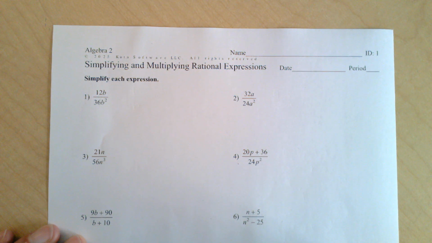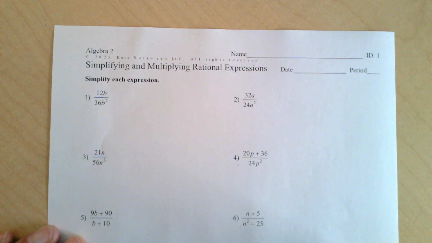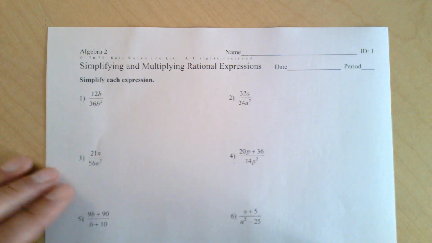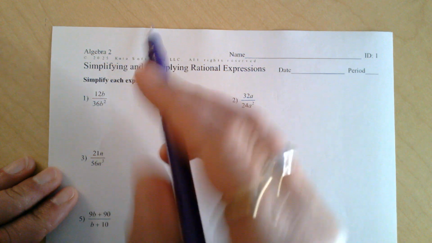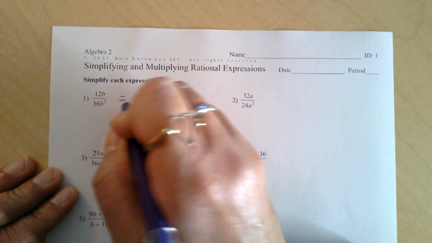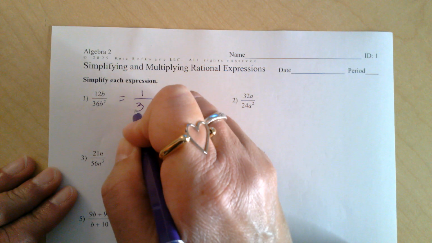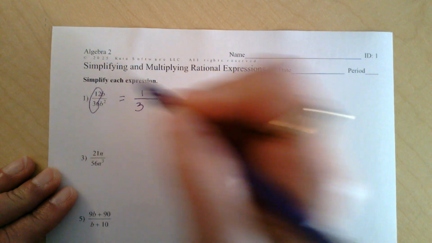Hello, it's Dr. Mears, and today we are going to be simplifying and multiplying rational expressions. Let's first start with simplify. So just like we're simplifying fractions, 12 over 36, we can divide both by 12, and so this is going to reduce to 1 over 3. So that's taking care of 12/36.